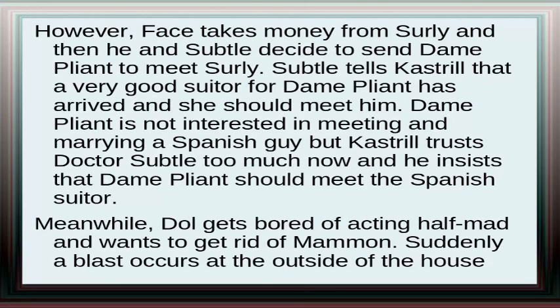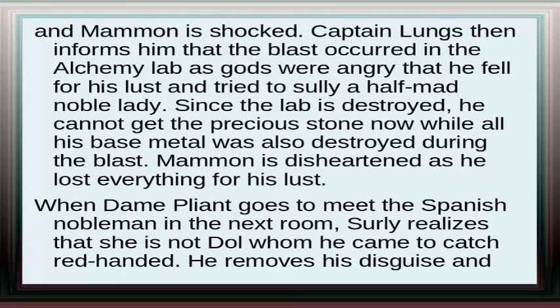Meanwhile, Doll gets bored of acting half mad and wants to get rid of Mammon. Suddenly, a blast occurs outside of the house, and Mammon is shocked by that blast. Captain Lungs then informs him that the blast occurred in the alchemy lab, as the gods were angry that he fell for his lust and tried to sully a half-mad noble lady. Since the lab is destroyed, he cannot get the precious stone, and all his base metal was also destroyed during the blast. Mammon is disheartened as he lost everything for his lust.